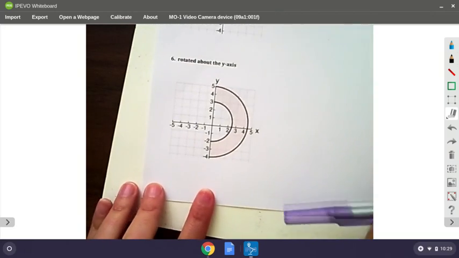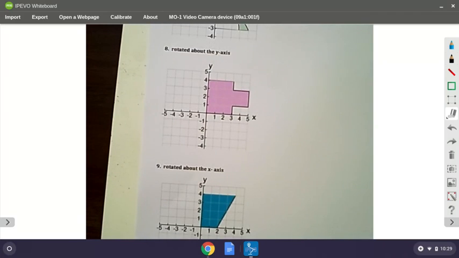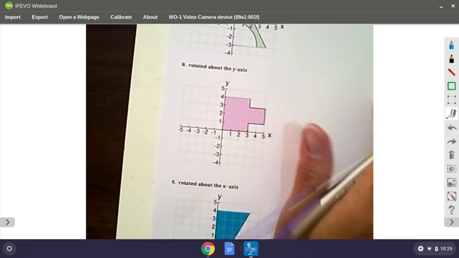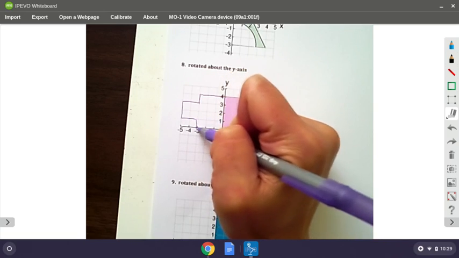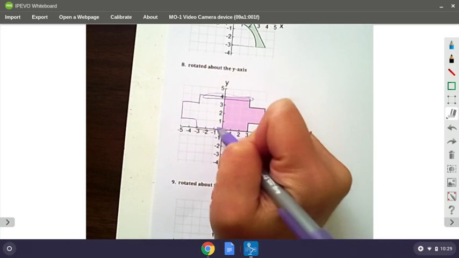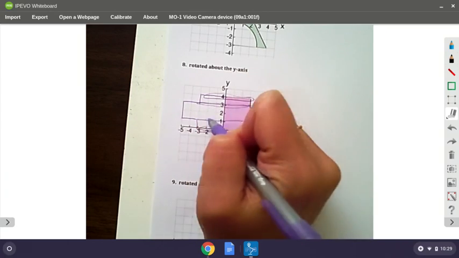There's that one. Number 6 is just like one we did on the notes. And then these are a little trickier. I'm going to let you guys just try these. But again, I would highly suggest that you draw the other side of it so you can kind of visualize what it would be. Keep in mind that these are all curved.